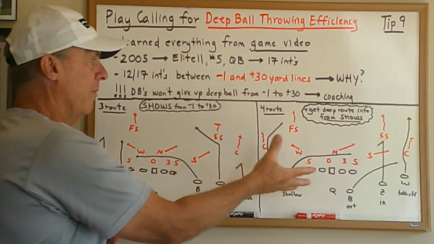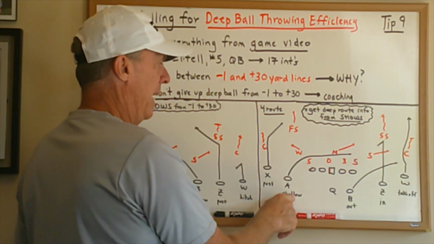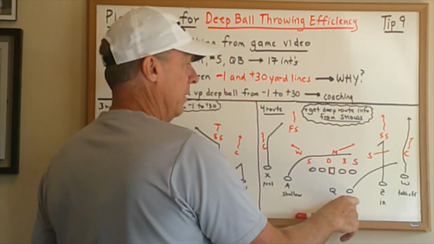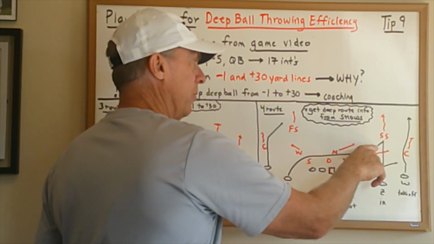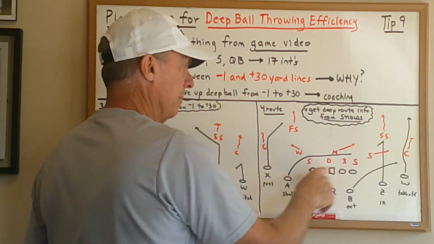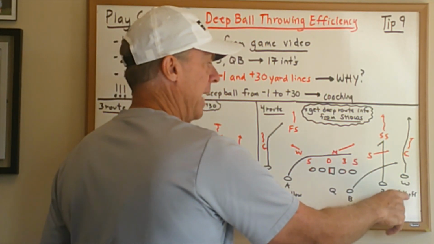If you look over here to the 4 route, we have X running a post. We have A now running the shallow. We have B running this arrow out. Z is running an in. So he's in the intermediate area. The A and the B are in the shallow area. And then this W takeoff.